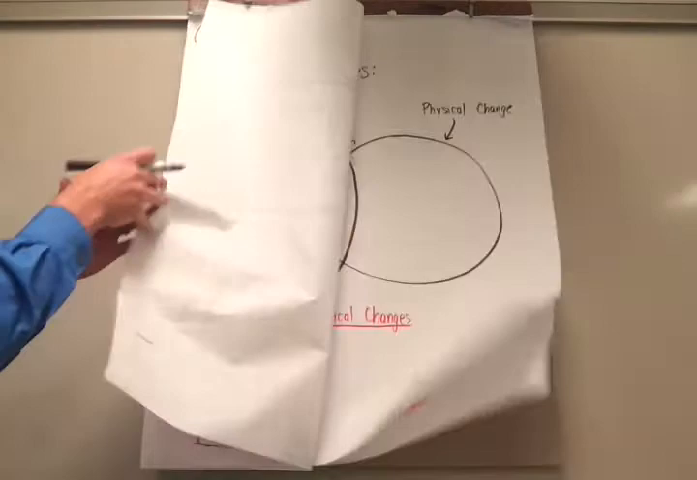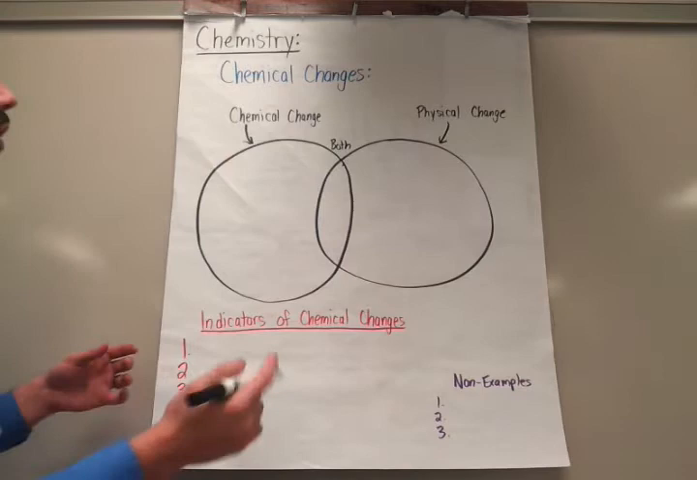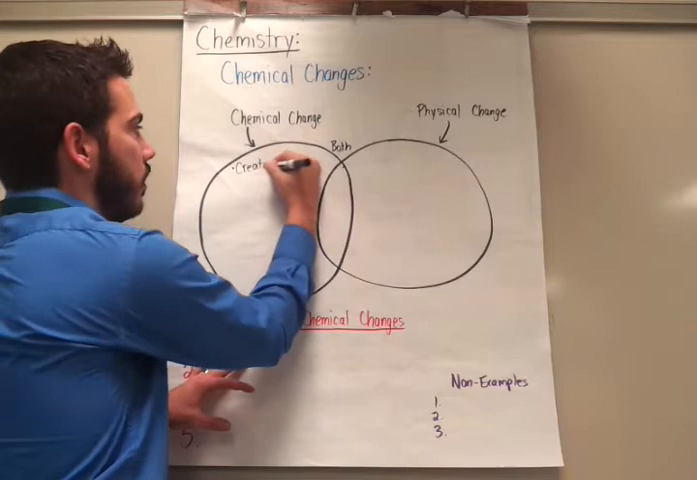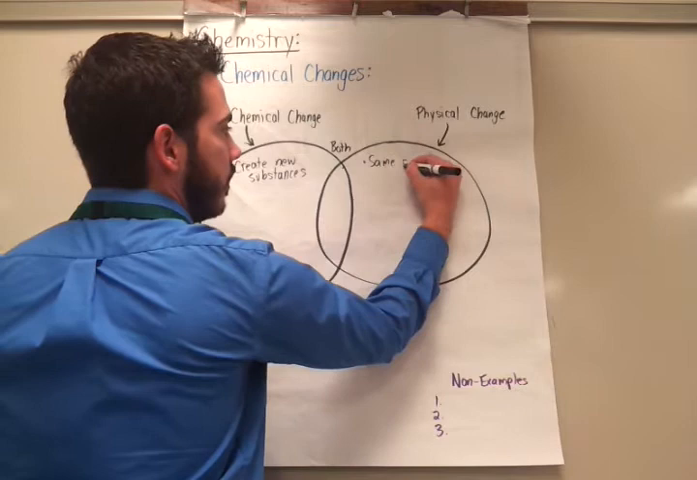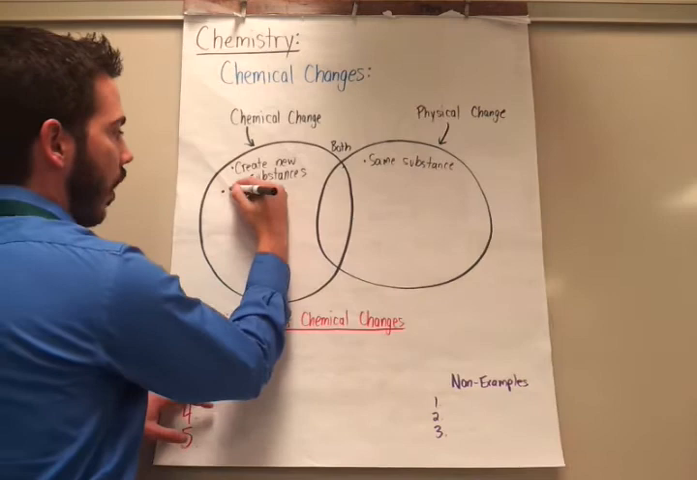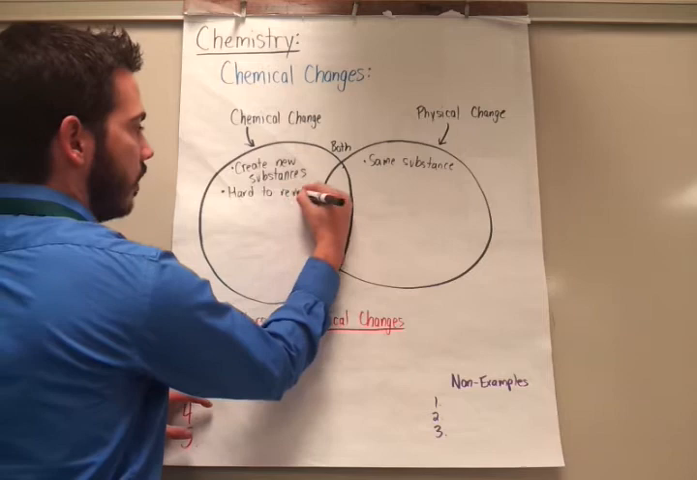So taking a look at chemical changes, a chemical change versus a physical change. Chemical changes create new substances. They're also referred to as a reaction. With a physical change, we have the same substance after that's done. Chemical changes are hard to reverse or hard to bring back. So in other words, what we started with, it's hard to get that back. A physical change is easy to reverse.